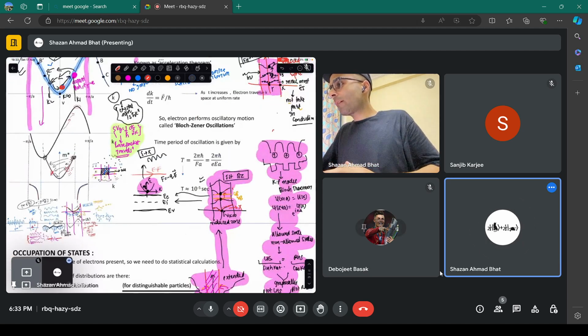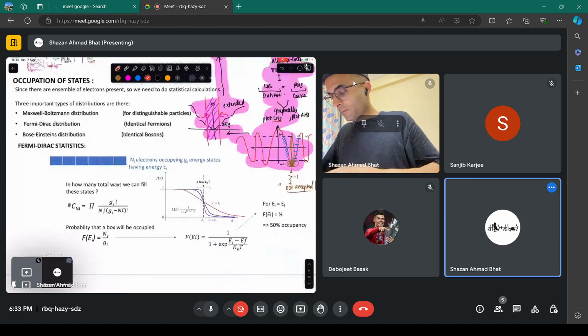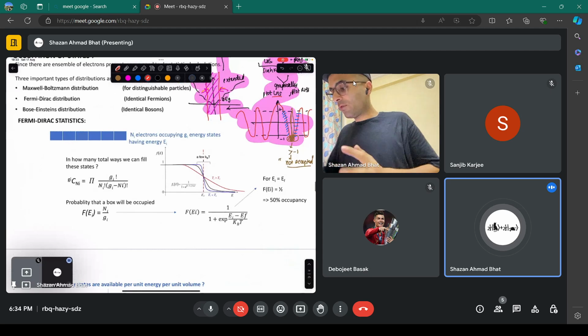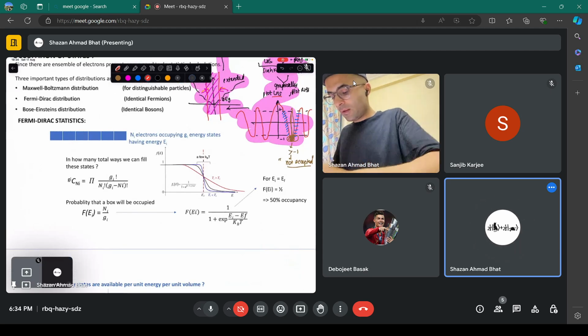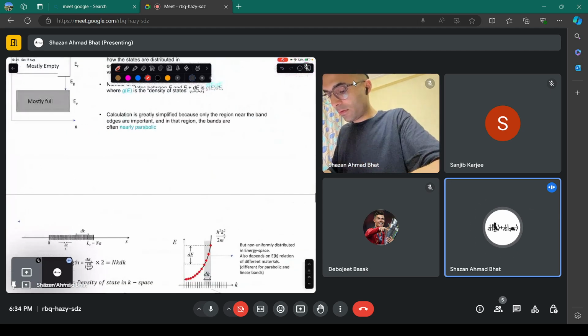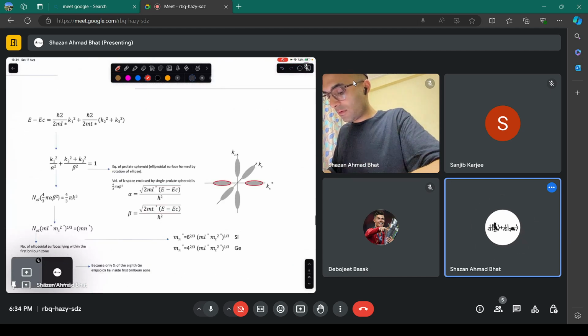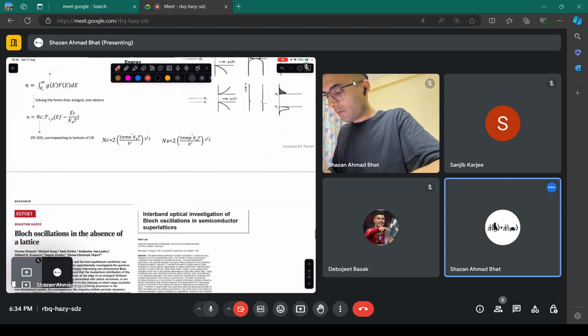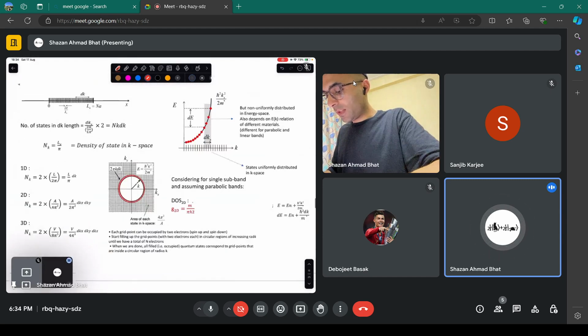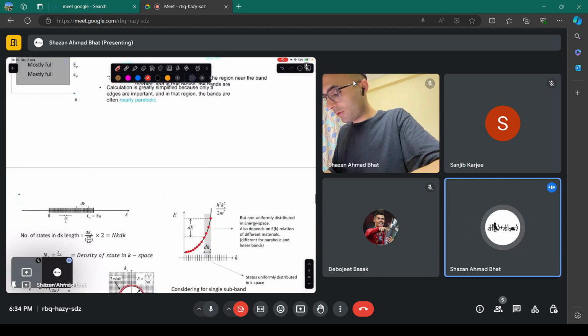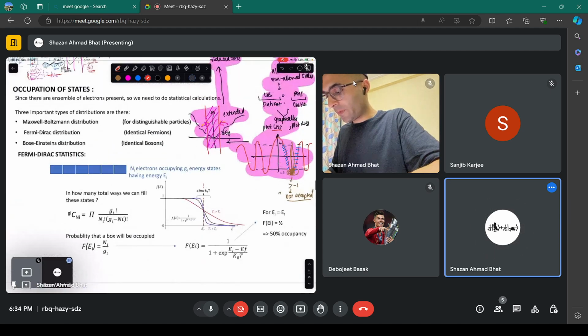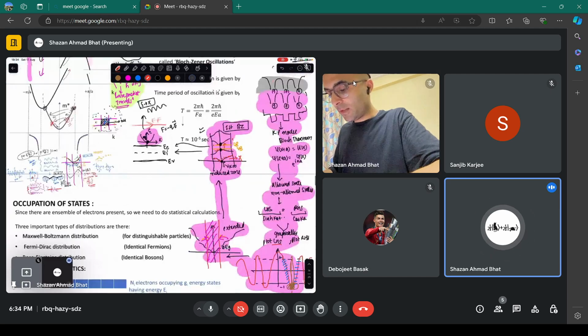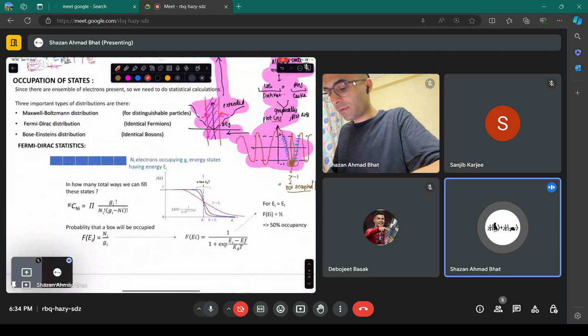Now, let me just briefly talk about density of states. Maybe this is not necessary, but okay, let's go on to occupation of states.